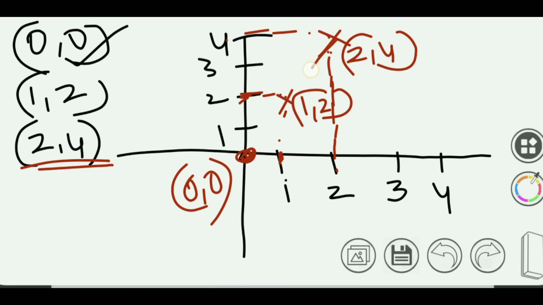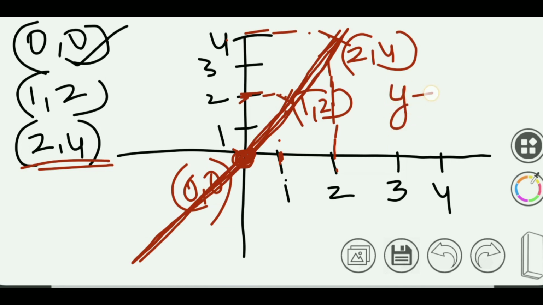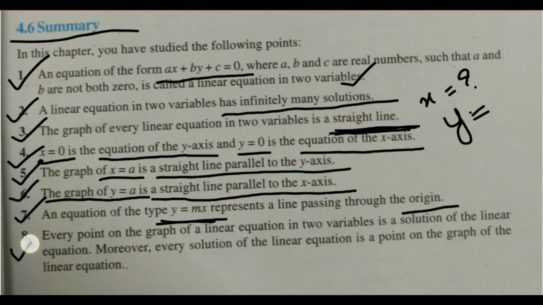When you join the points, you can see this is passing through the origin. Where is the origin? This is the origin. So this line is passing through the origin. So any equation of the form y is equal to mx will pass through the origin. You can try whichever equation you want. So it will pass through the origin. So the last point is the 8th one.